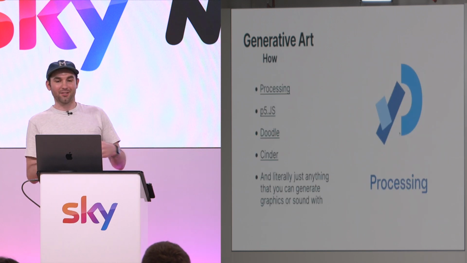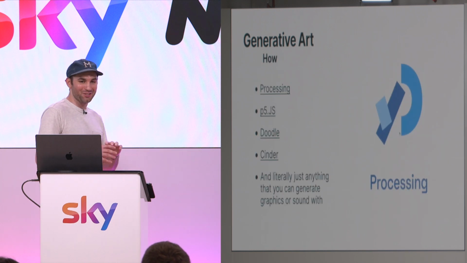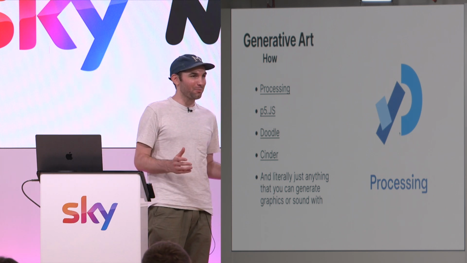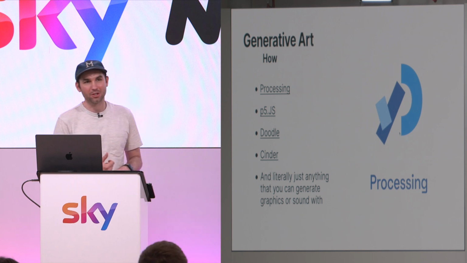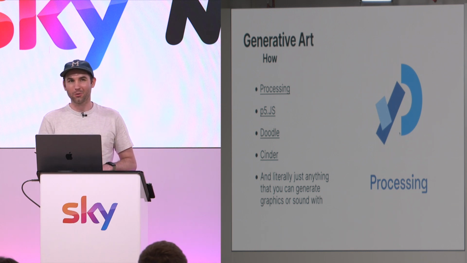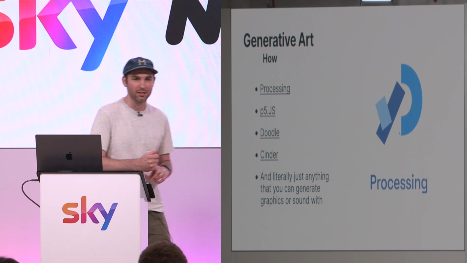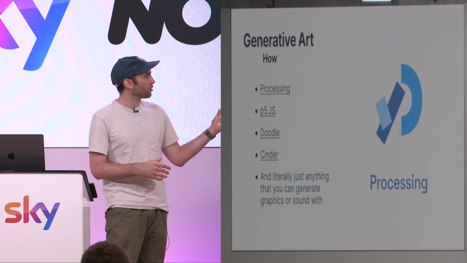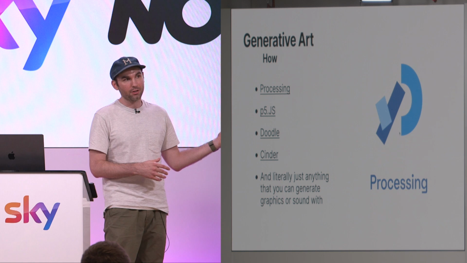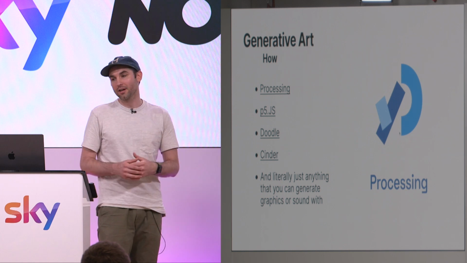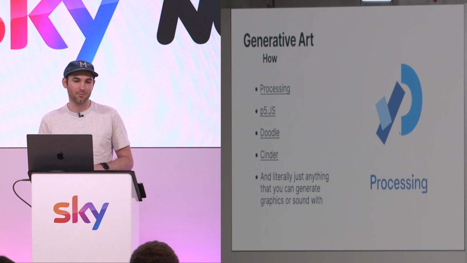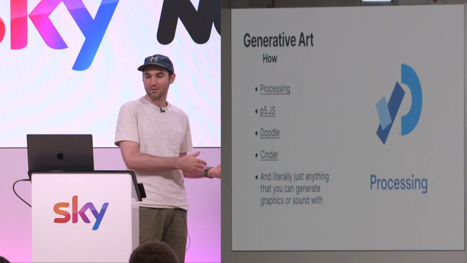How do they do this? And this list is humorously small, but some of the things that you might be familiar with is Processing, which is probably the most well-known, just because there's a crazy amount of information out there about it. p5.js, which a lot of JavaScript people may be familiar with, which is actually a project underneath Processing. Doodle, which is coming from the Scala ecosystem. Cinder, which is from the C++ ecosystem.